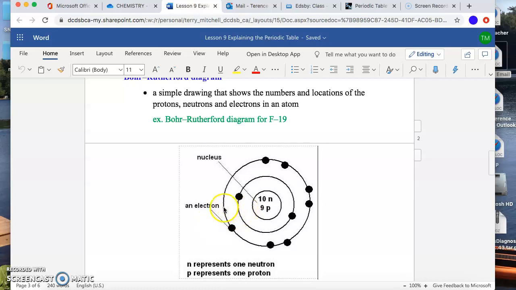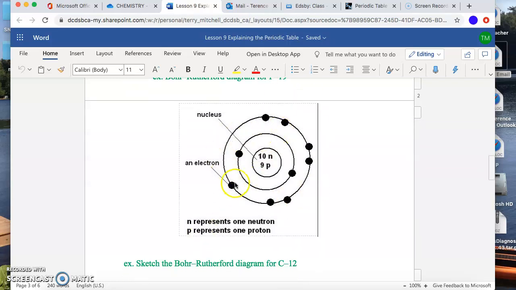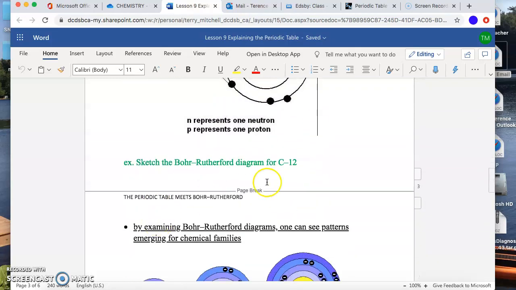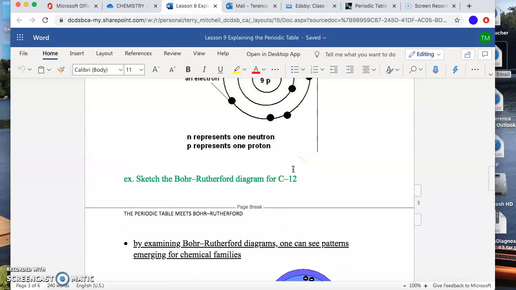So this second orbit could actually hold one more, but we don't have any more. So there's our 9 distributed. So for carbon 12, perhaps I'll do another little YouTube video showing how to draw that.